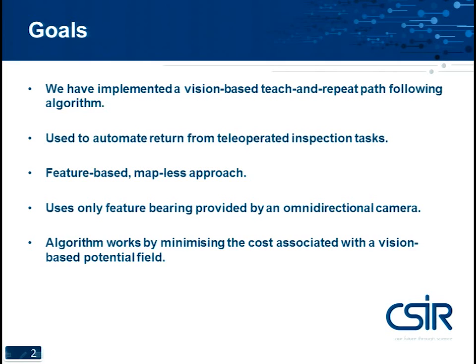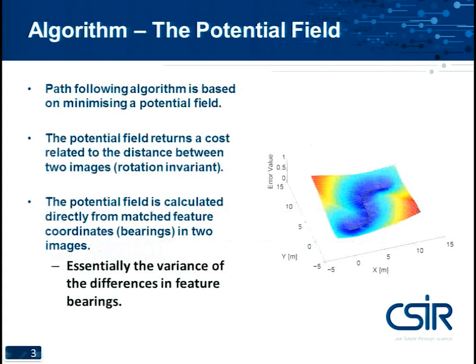The algorithm essentially works by minimizing the cost associated with the vision-based potential field. More about the potential field: it's a cost related to the distance between two images, and this cost is rotation invariant, which is quite important because it allows us to follow the path in both directions. The potential field is calculated directly from the matched feature coordinates or bearings in two images, and it's essentially the variance of the differences in feature bearings.